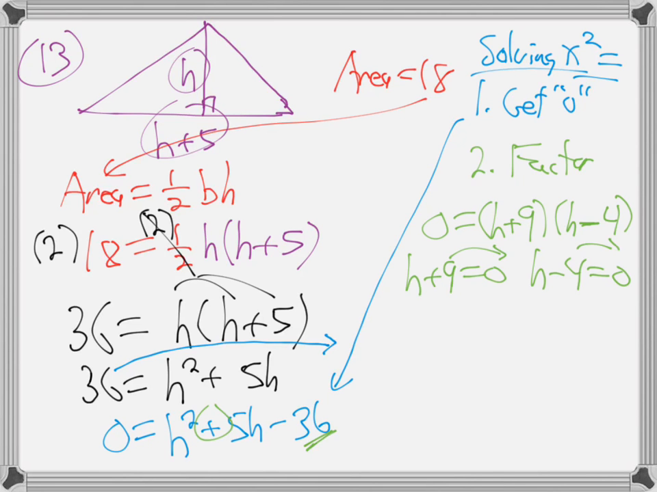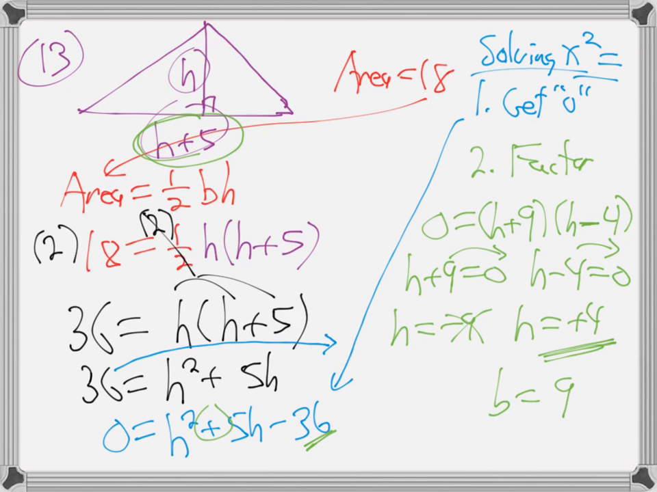Jump it over, jump it over. h is minus 9. That's impossible. So the height is 4. And the base, right there, add 5. Sure enough, it's the negative answer we threw away, but the positive version. The base must be 9. Is that good? I want to get one more in that'll be important to have in your notes.